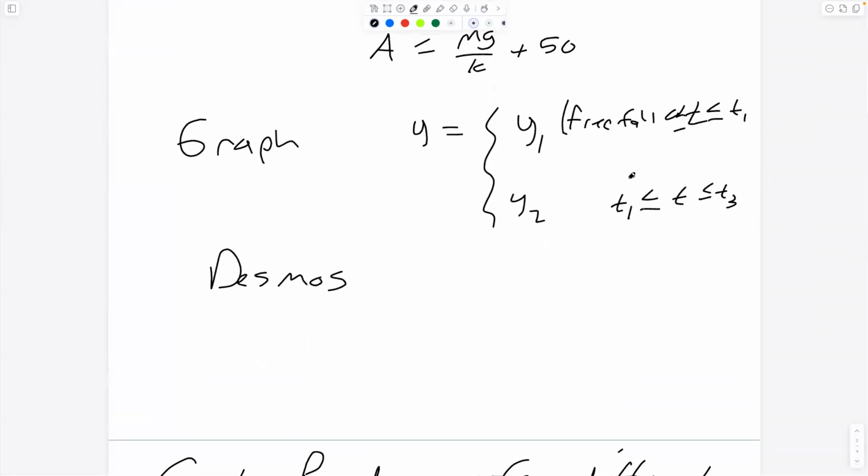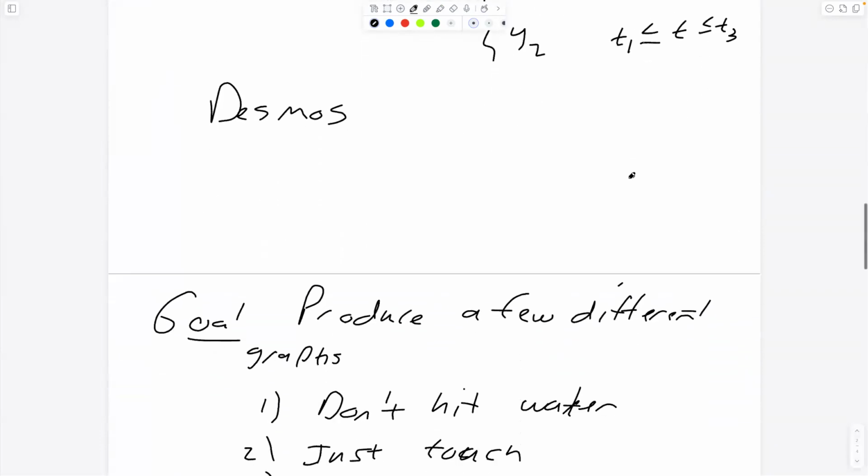You're going to have several graphs. Make sure you talk about each graph. That's the whole point of putting a graph. Make sure your graphs are labeled.